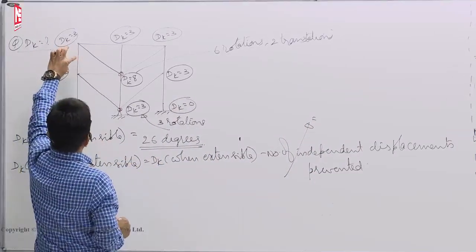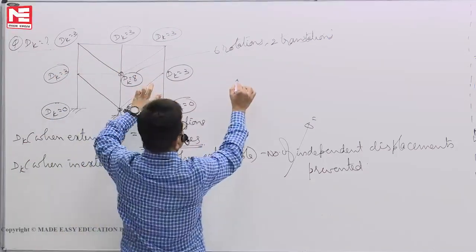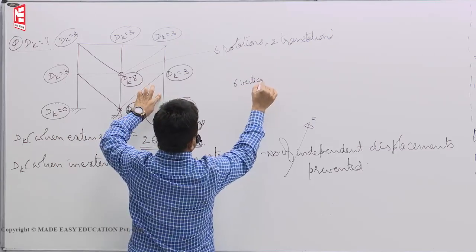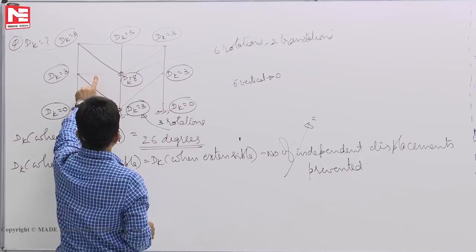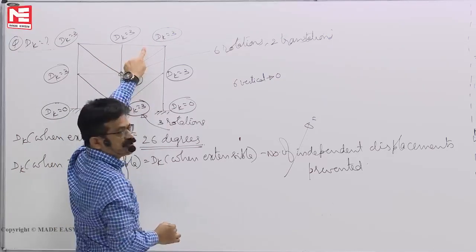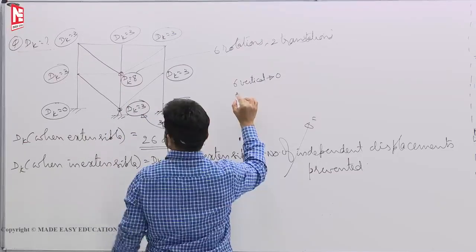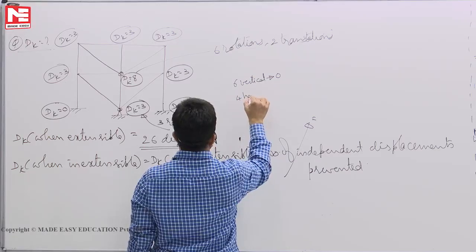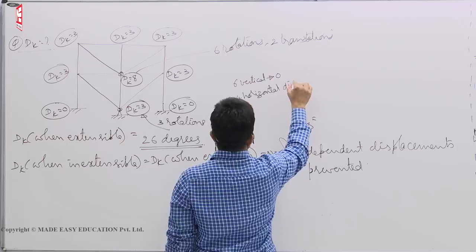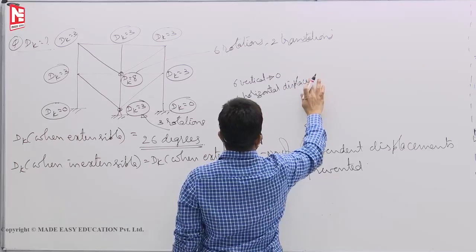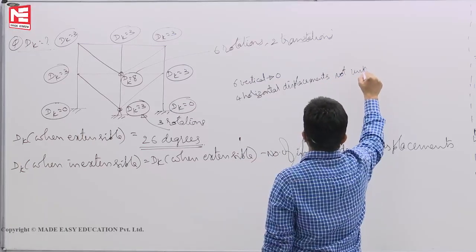See here, vertical members 1, 2, 3, 4, 5, 6. 6 vertical displacements are 0. Horizontal displacements, you see 1, 2, 3, 4. 4 horizontal displacements. Out of 4 horizontal displacements, 4 horizontal displacements are not unknown.